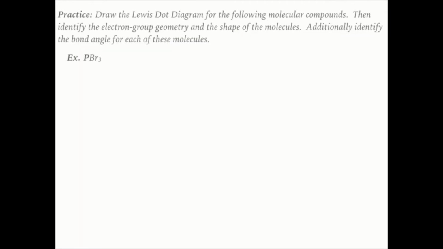So here I've given you PBr3. Okay? I've got to first count my total number of valence electrons. So I've got 5 from phosphorus, 7 from bromine, but there are 3 bromines, so that'd be a total of 26 valence electrons. Okay? Now I'm going to share electrons. So I'm going to draw lines in between these guys, and then I'm going to make sure all of my atoms have 8 valence electrons.